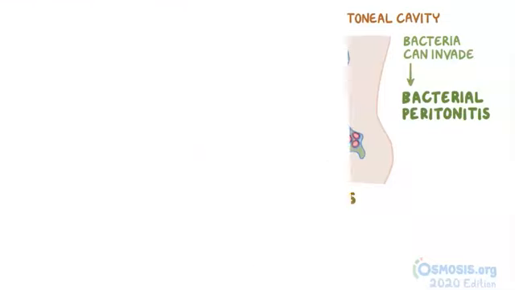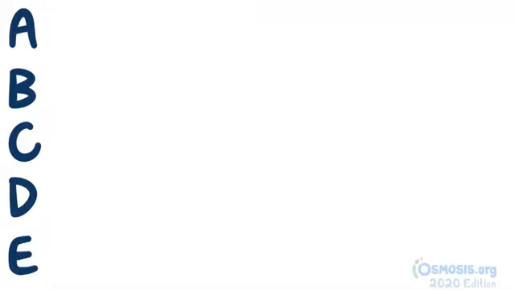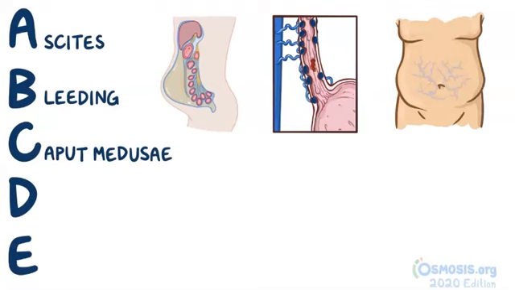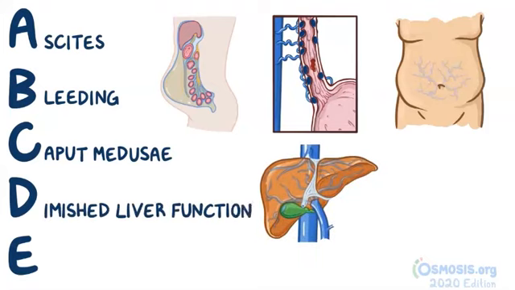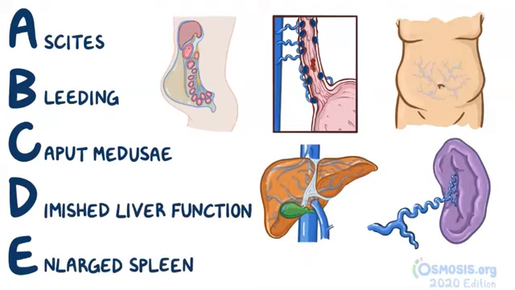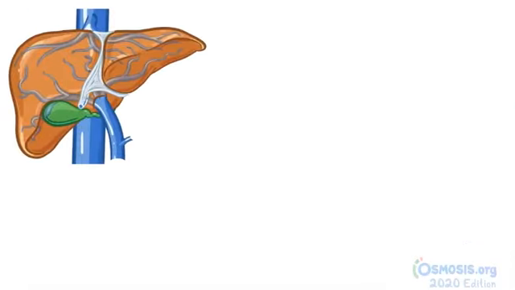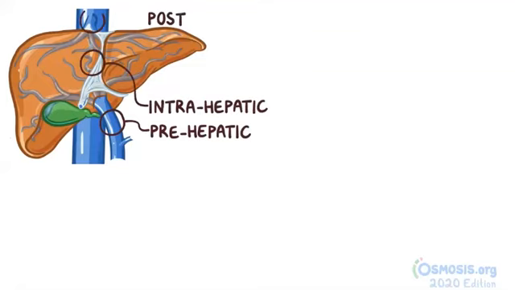So the features of portal hypertension can be remembered as A, B, C, D, E, where A stands for ascites, B for bleeding, C for caput medusa, D for diminished liver function, and E for enlarged spleen. Now, causes of portal hypertension can be classified as prehepatic, intrahepatic, or posthepatic, depending on where the obstruction is.